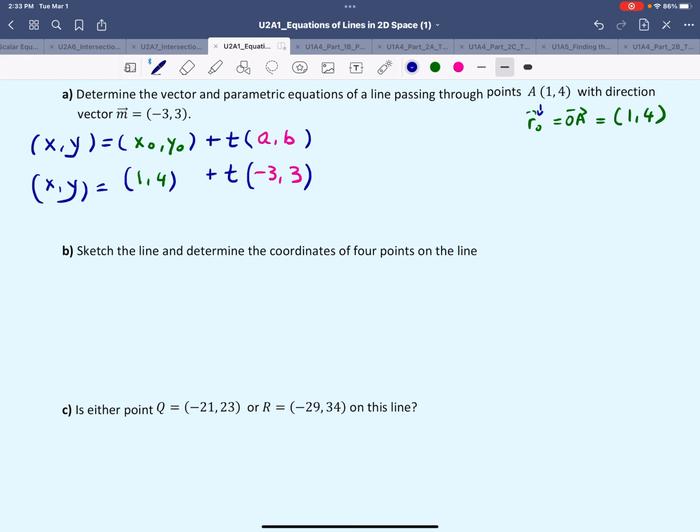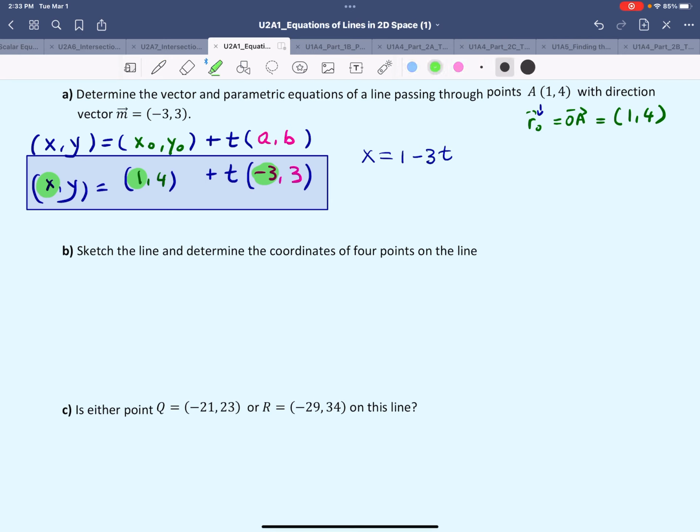So the next thing that we need to find is the parametric equation. Once you have your vector equation, the parametric equation is a lot easier to determine. All we have to do is write an equation for each of x and y. So using the x coordinates, x equals 1 minus 3t, and then the y coordinates after. So y equals 4 plus 3t. And voila, we got both parametric equations in this case for this particular vector.